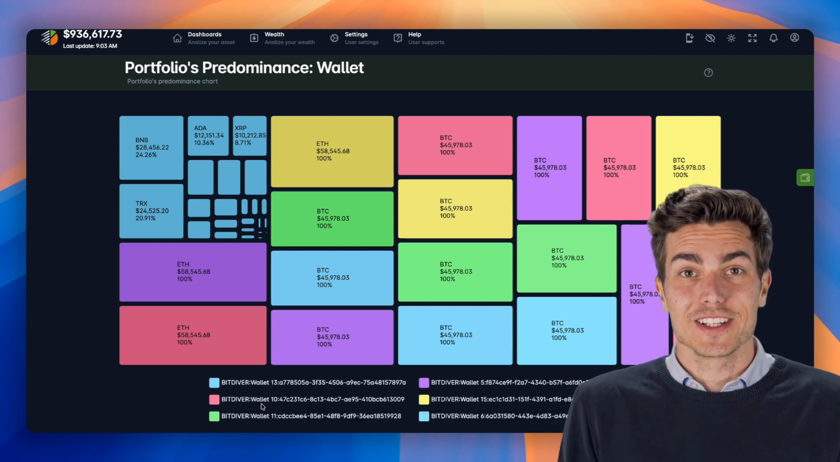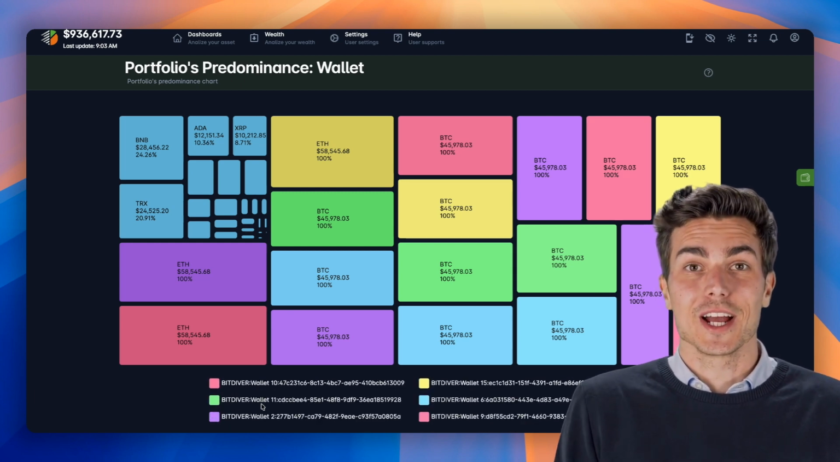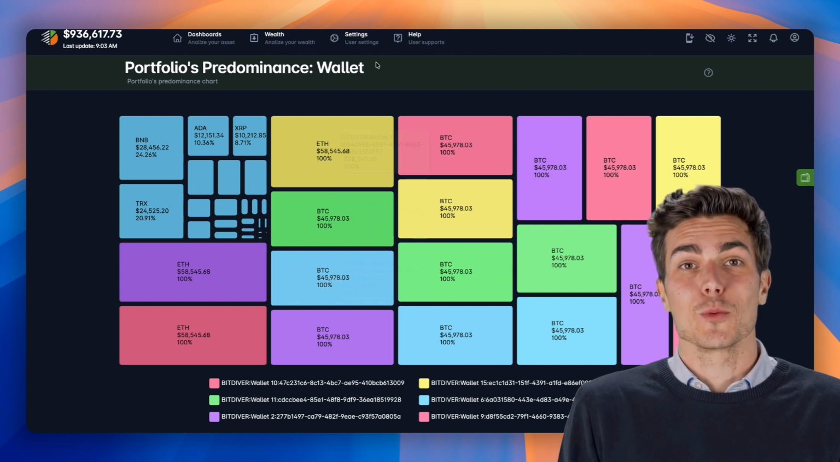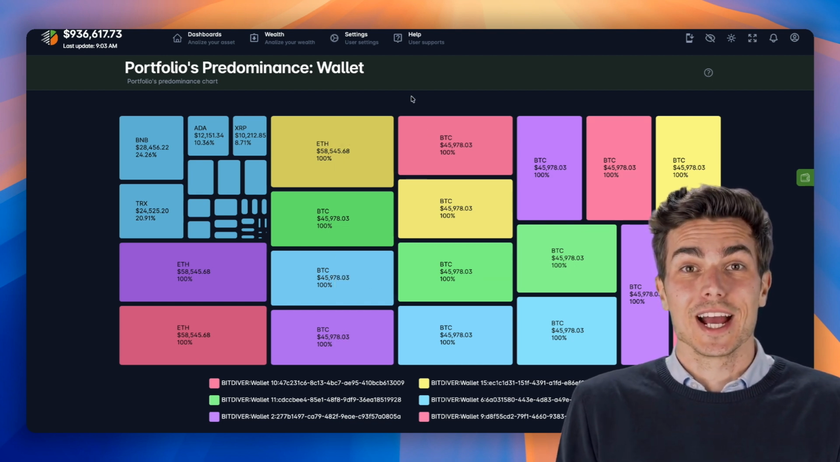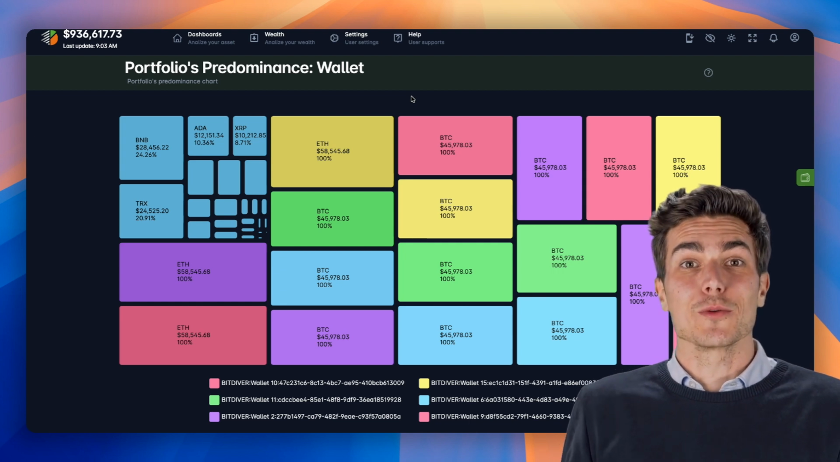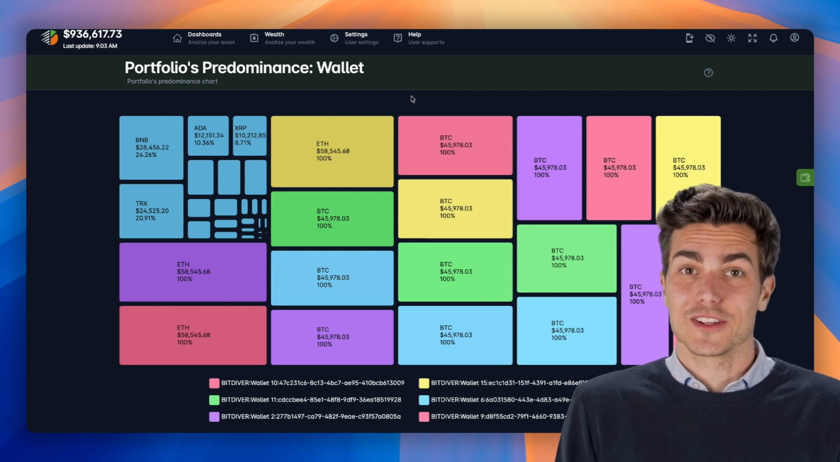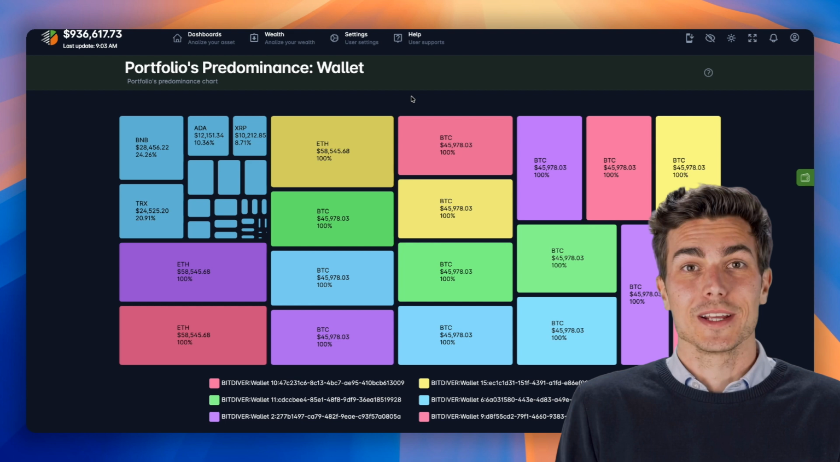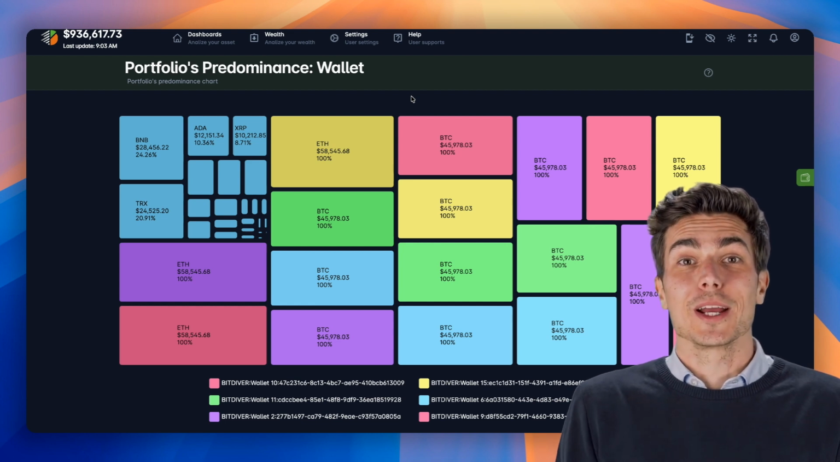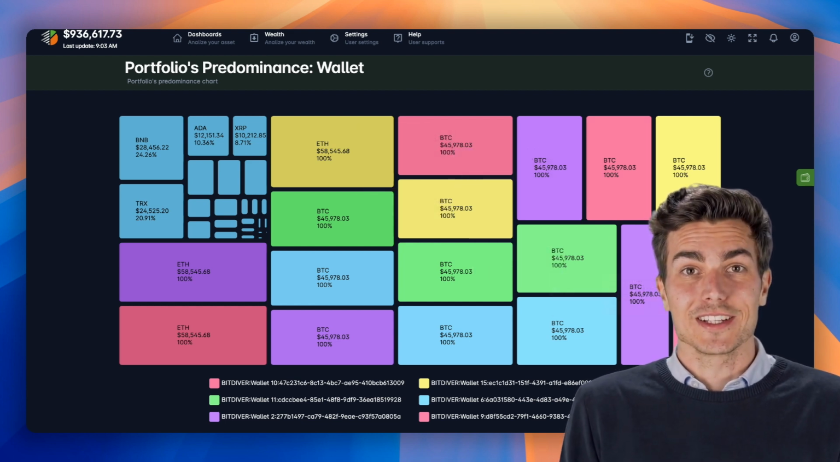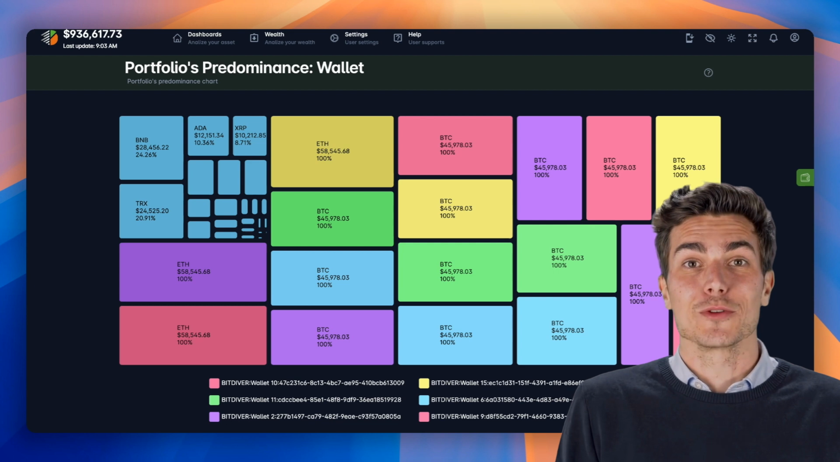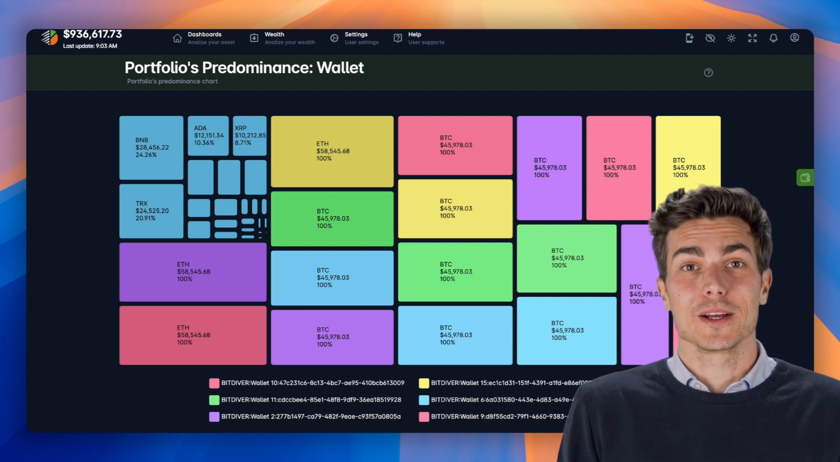This type of visualization allows you to understand at a glance if your portfolio is well distributed or heavily concentrated on a few assets. Analyzing predominance is very useful for assessing the level of risk concentration. For example, if one or two assets occupy a large part of the chart, it means their performance will significantly influence overall results. Conversely, a more balanced distribution indicates greater diversification.